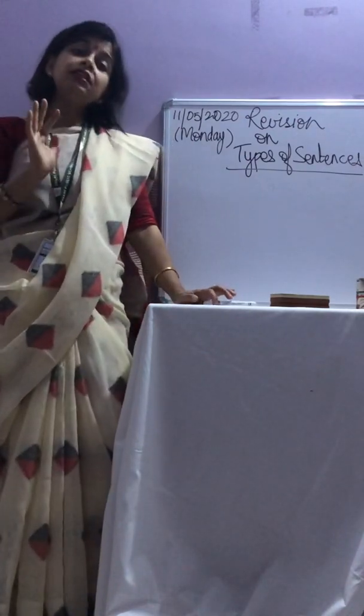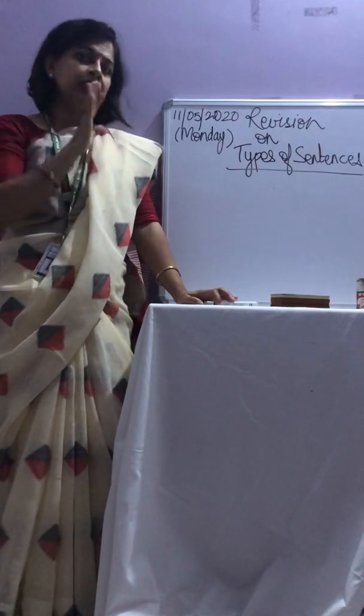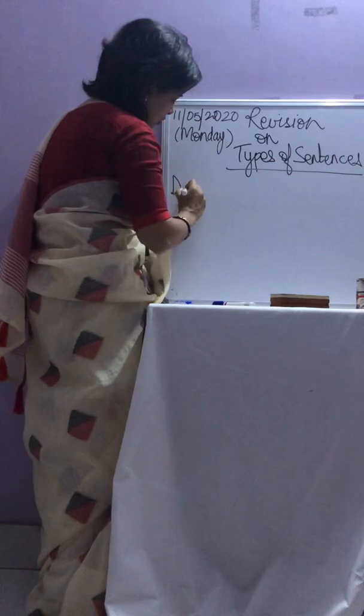Now, sentences are of 4 types, okay? The first is a declarative sentence. What is a declarative sentence? Let us see.